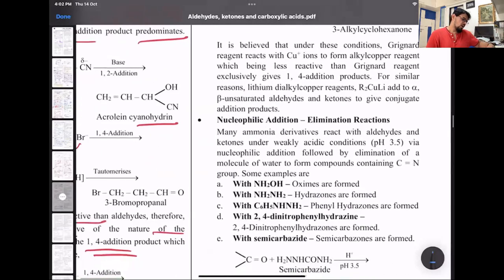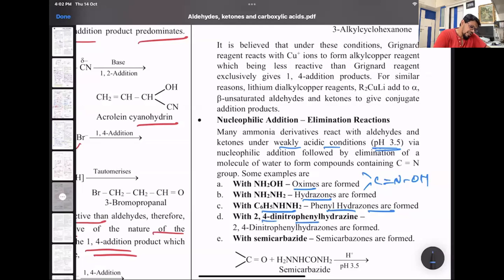Then nucleophilic addition, very important point now, elimination reactions, basically what we call the condensation reaction. This happens in a weakly acidic medium with a pH of 3.5, with removal of water. With NH2OH, it forms oximes, C double bond NOH. And we'll be doing a reaction in the next chapter, amines. Oximes on reduction give you primary amines. Same way with hydrazine, NH2NH2, you get the respective hydrazone. With phenylhydrazine, you get phenylhydrazone.